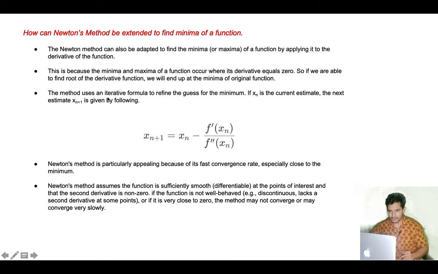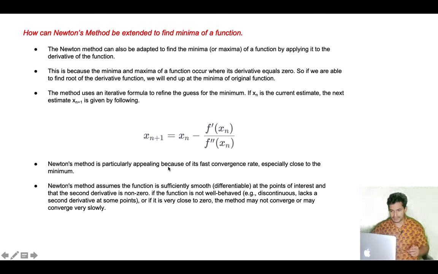The method uses an iterative formula to refine the guess of the minima. If xn is the current estimate, the next estimate xn plus 1 will be given by xn plus 1 equals xn minus f dash of xn divided by f double dash of xn. This is because the minima and maxima of a function occur when the derivative is equal to 0. So we are able to find the root of the derivative function, and we'll end up at the minima.